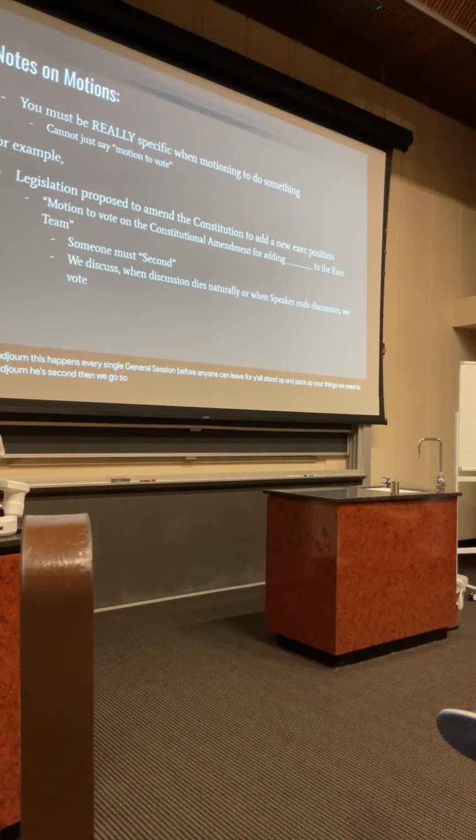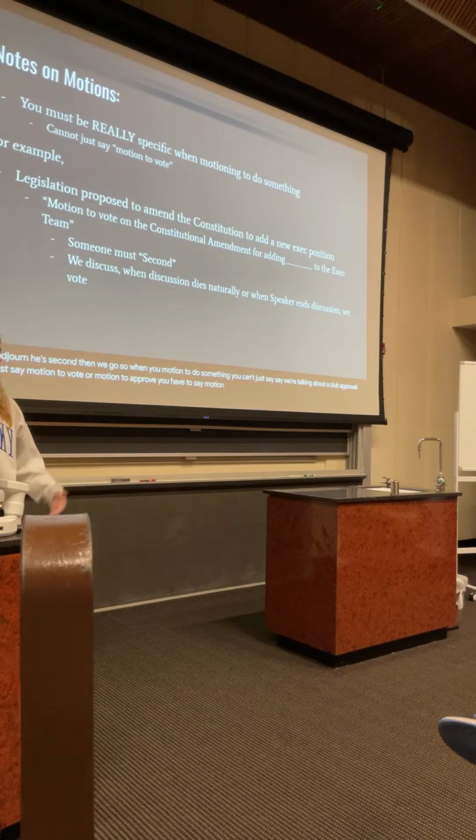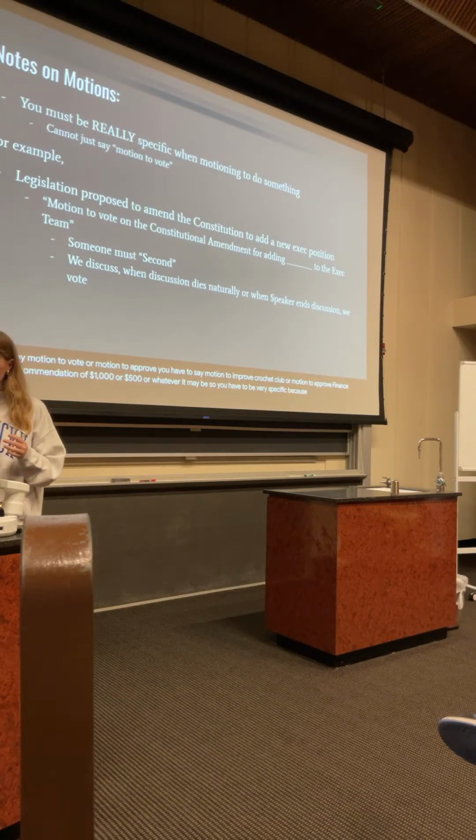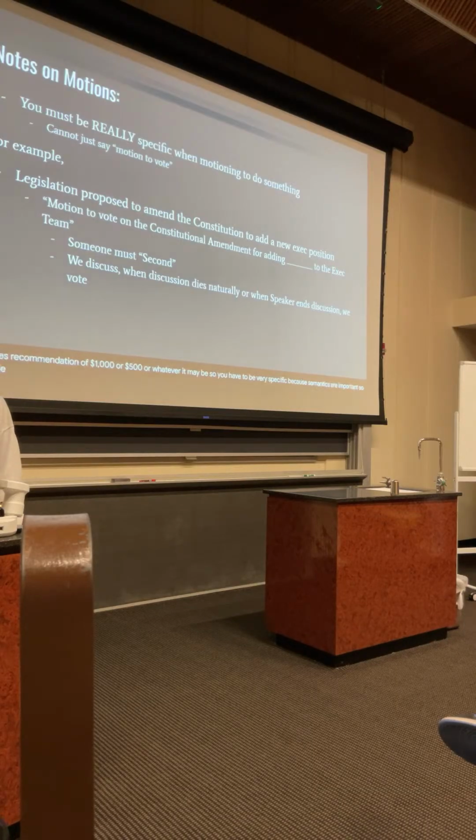So, when you motion to do something, you can't just say we're talking about a club approval and then say motion to vote or motion to approve. You have to say motion to approve crochet club, or motion to approve Finance Committee's recommendation of $1,000 or $500, or whatever it may be. You have to be very specific because semantics are important. So this example says, motion to vote on the constitutional amendment for adding blank to the exec team, which is a lot more specific than just saying motion to vote. You get it.